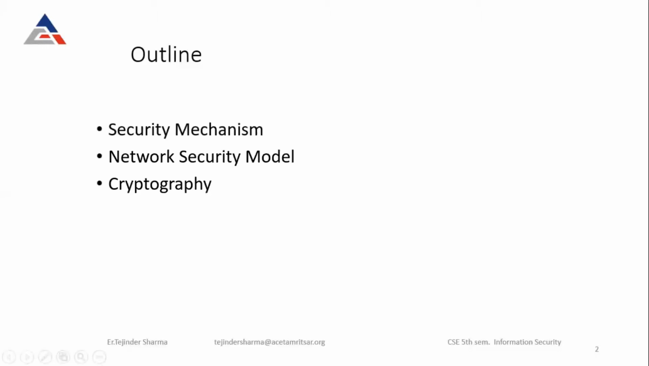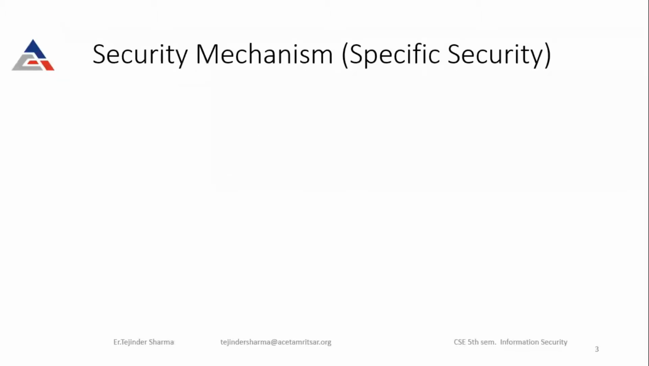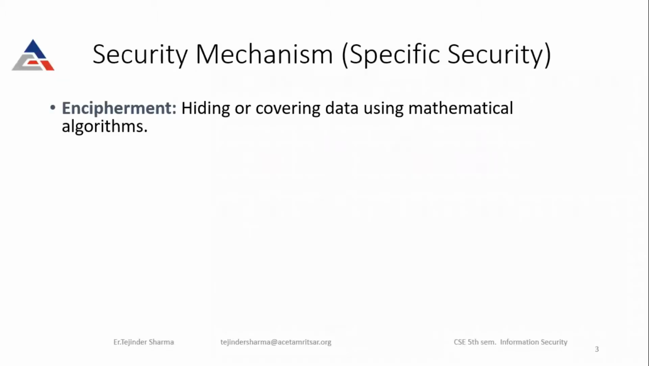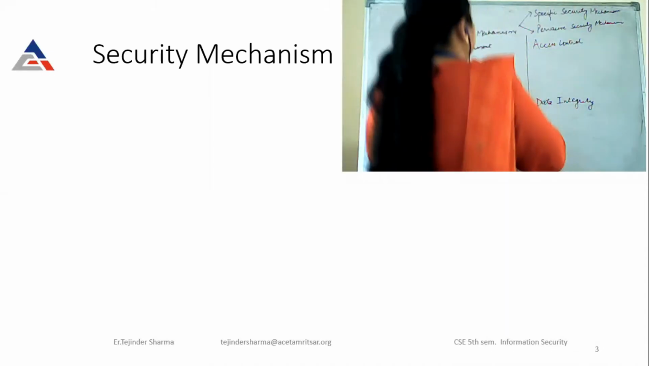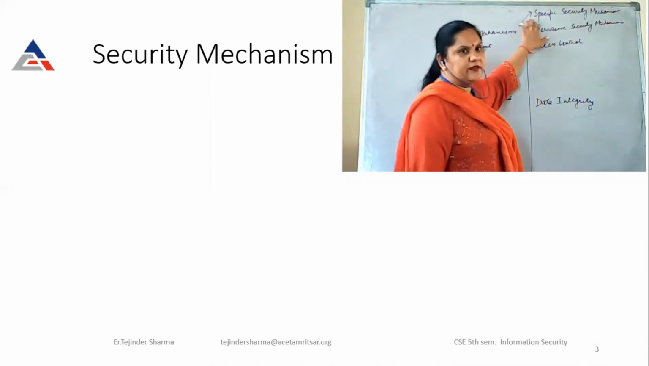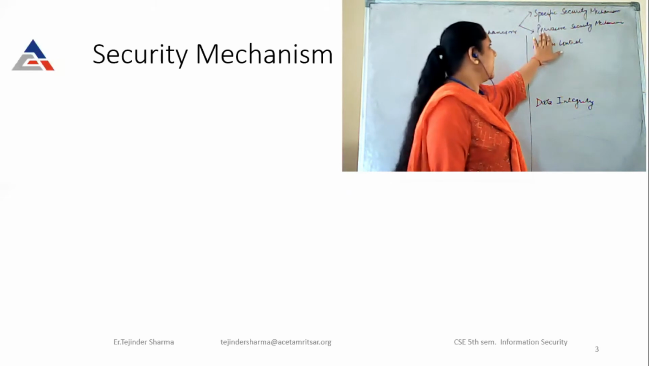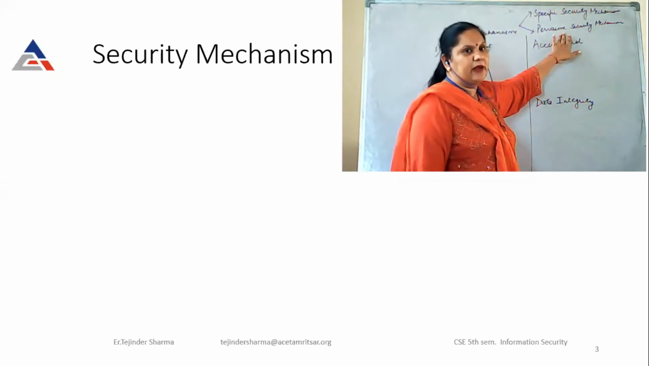In this section, we'll learn the security mechanisms which were left in the previous lecture, the network security model, cryptography, cryptanalysis, and the attacks on various cryptanalysis techniques. So we have two types of security mechanisms. One is specific security mechanisms and another is pervasive security mechanisms.